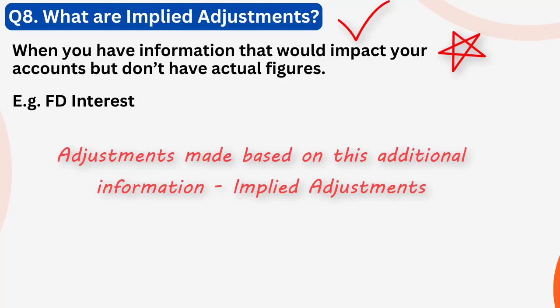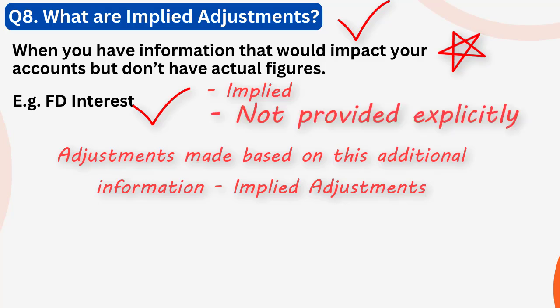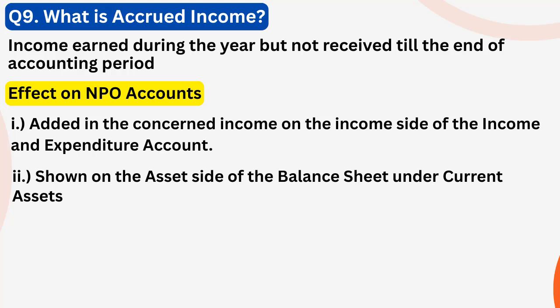For example, if you are just told that an FD was opened on so and so date at X rate of interest, while preparing your account, you will need to make the calculation of the interest received before you can post it to your income and receipt account. What is this? This is implied adjustment because this figure of interest is not provided to you explicitly. You are calculating it and then posting it to the account. Okay, let's move on.